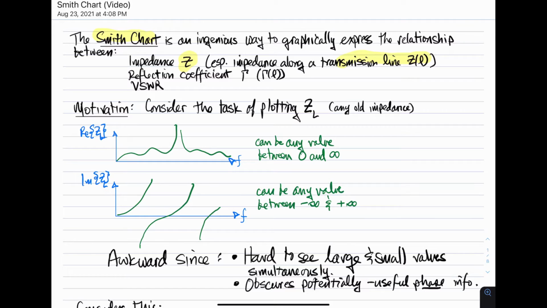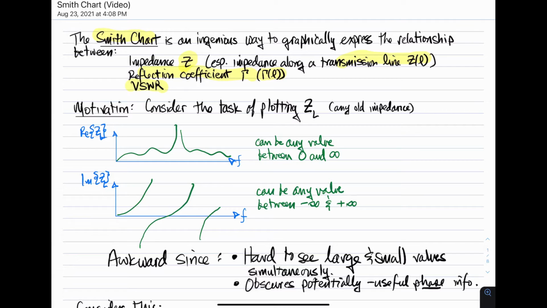It relates this also to the reflection coefficient, gamma, and that too could be gamma at some point on a transmission line or for a certain length of transmission line. And then thirdly, to the voltage standing wave ratio, the VSWR. So these three things are conveniently graphically related using the Smith chart.